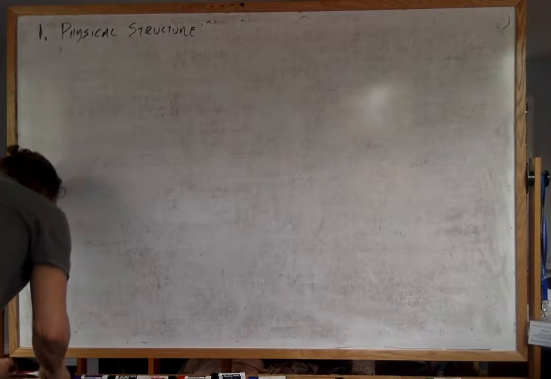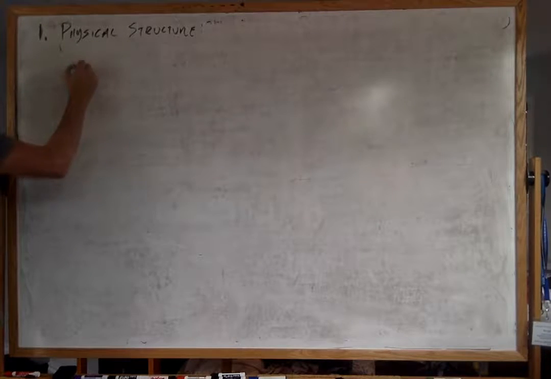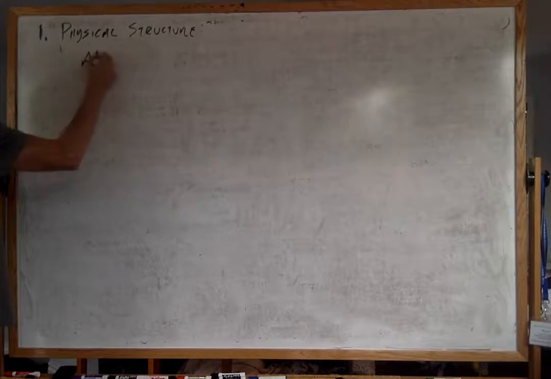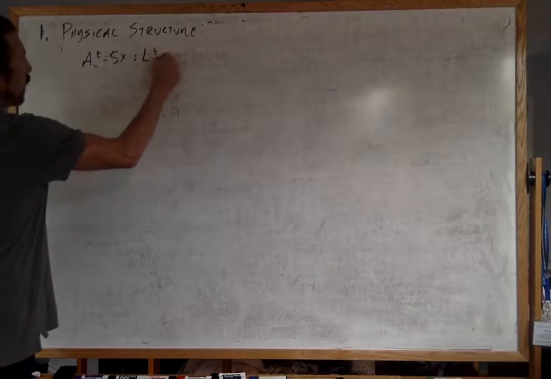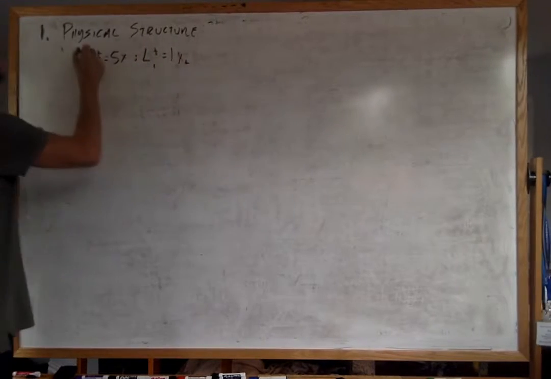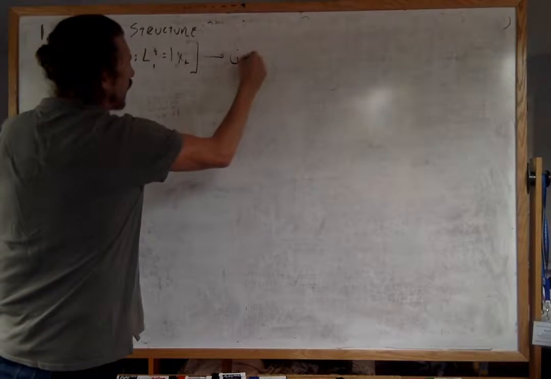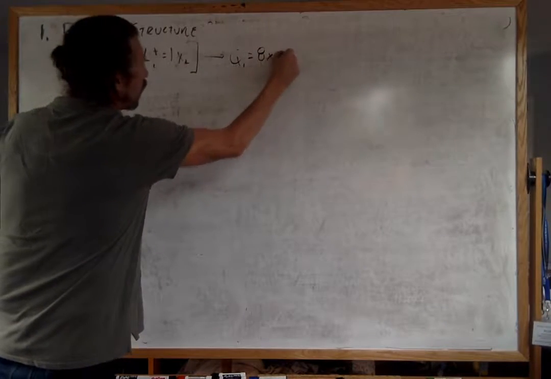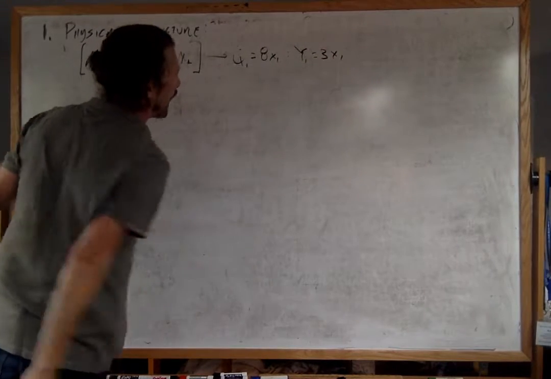We're going to consider it to be simply this. At time t, A11t is equal to 5 quarters, L1t is equal to 1 hour. That's going to produce an output Q1 equal to 8 quarters, leaving us a net output Y1 equal to 3 quarters. That's given.